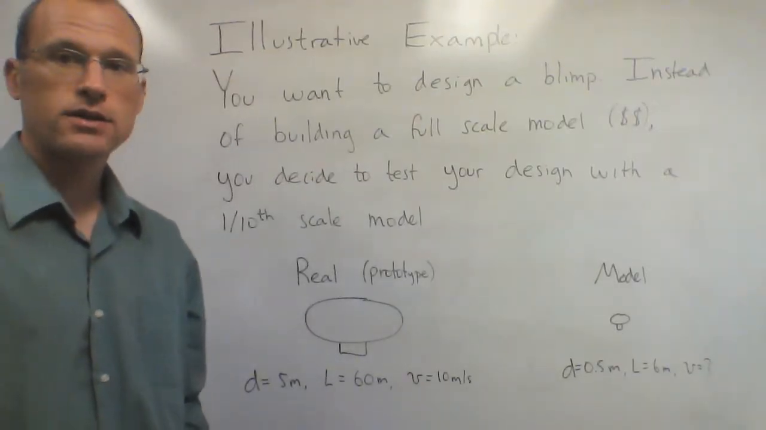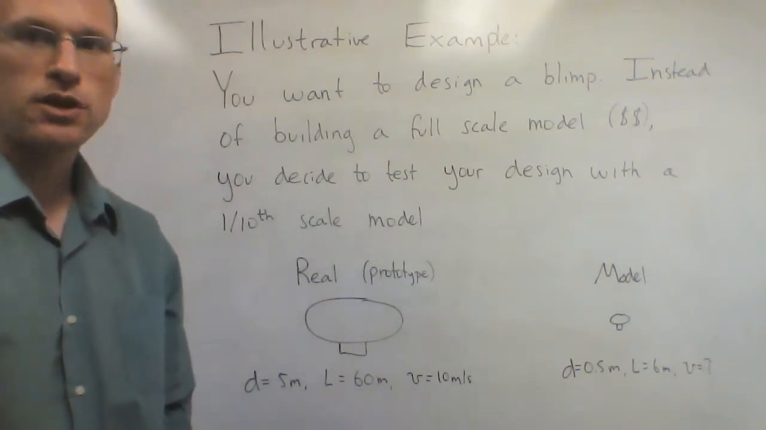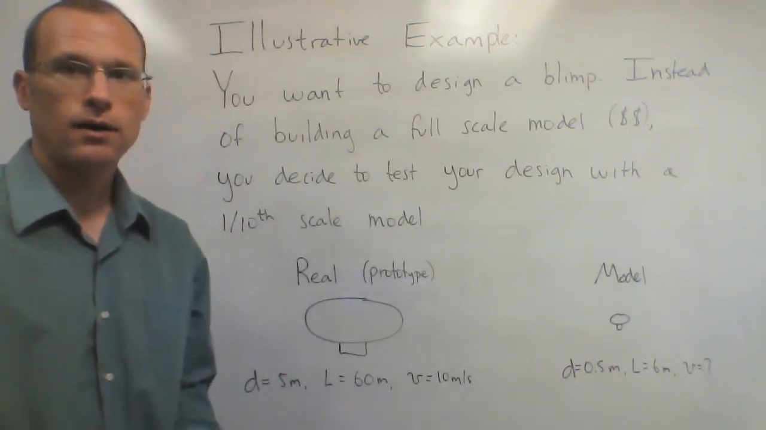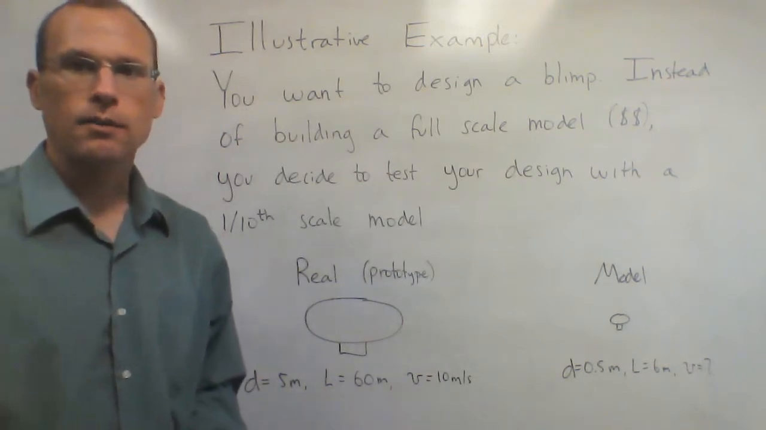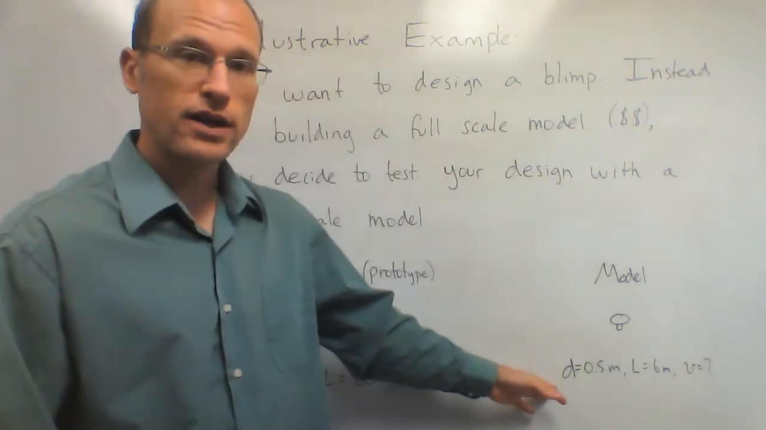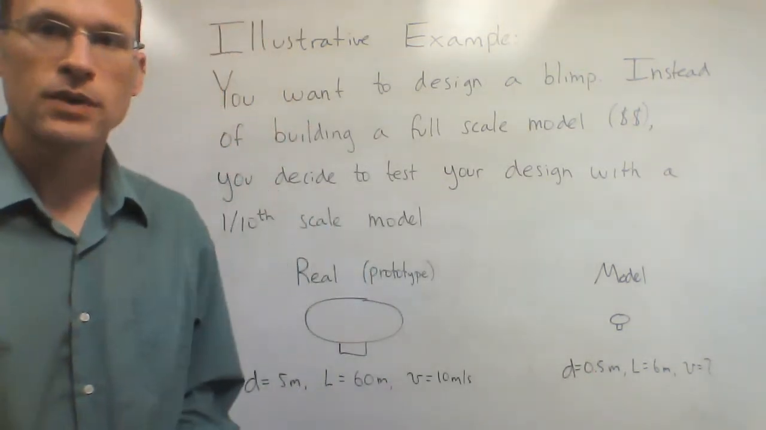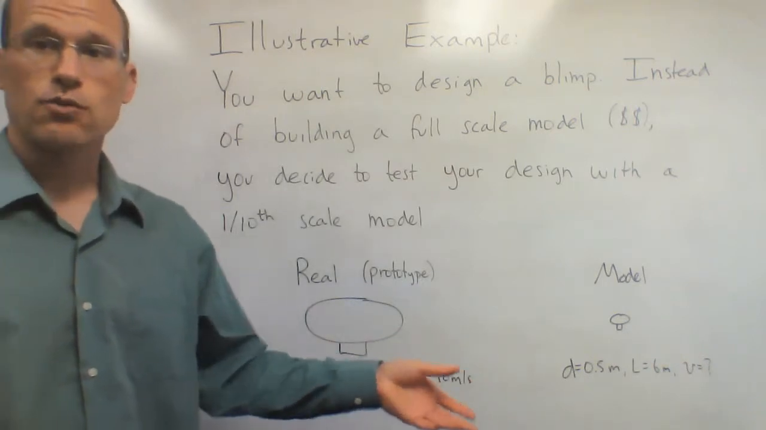So as an example of this, let's say you want to design a blimp, and so instead of actually building a full-scale blimp that is 5 meters in diameter, 30 meters long, you decide to build a 1/10 scale model, so only 0.5 meters in diameter, 6 meters long, because that's a lot cheaper. Not only is it cheaper to build, it's a lot cheaper to test.